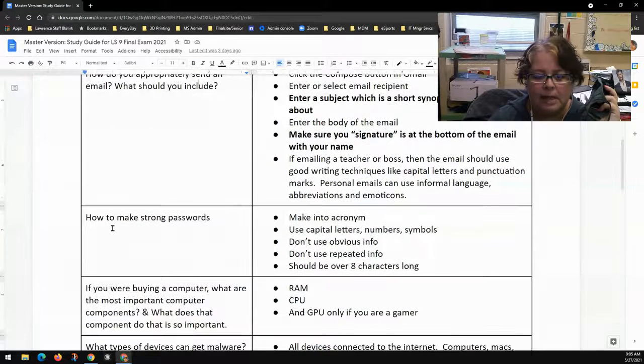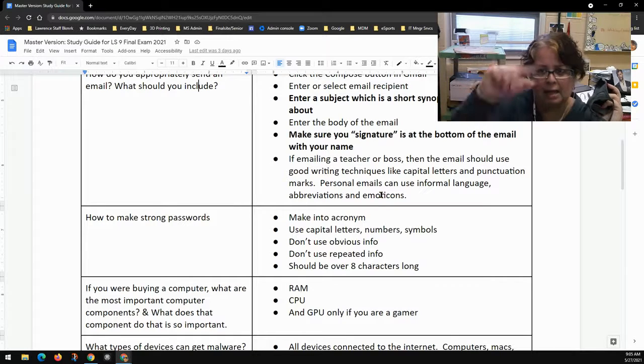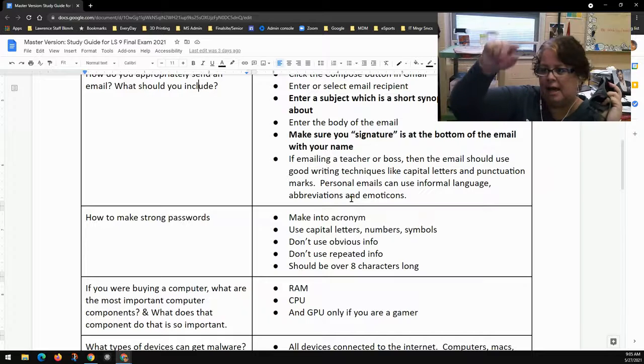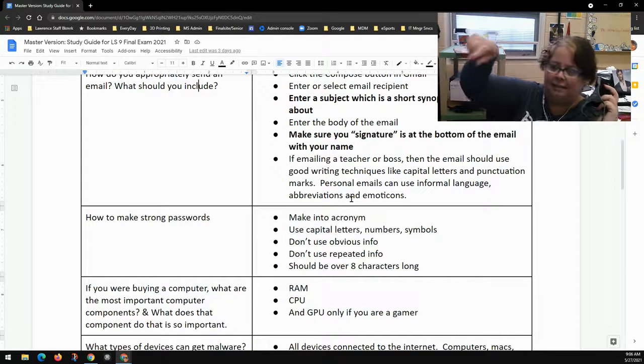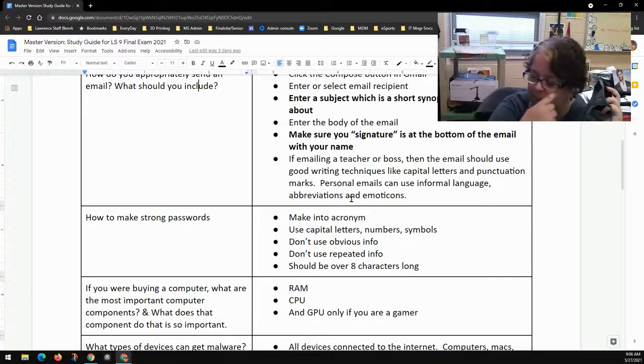All right, the next one is, how do you make strong passwords? You can make an acronym, like make a long sentence and use the first letter of each word as part of your password. Like, I love Pearl Jam and Thor, period. And then it could be I, L, P, J, and the ampersand, T, capital T, and period. So it could be a much harder password.